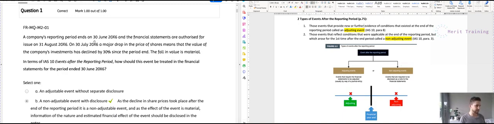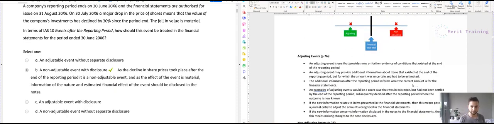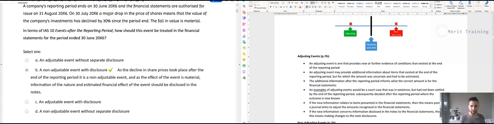But because this is not a court case, it's not like the decline was in existence as at the end of the reporting period, therefore it's a non-adjusting event. So the two options that we've got for non-adjusting event is this one, a non-adjusting event with disclosure, or non-adjusting event without disclosure. So now let's look through the notes and see in what situations do we need to have disclosure or not disclosure.